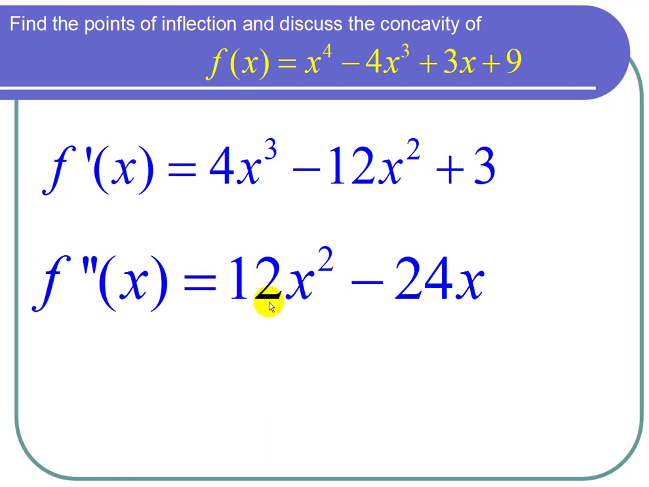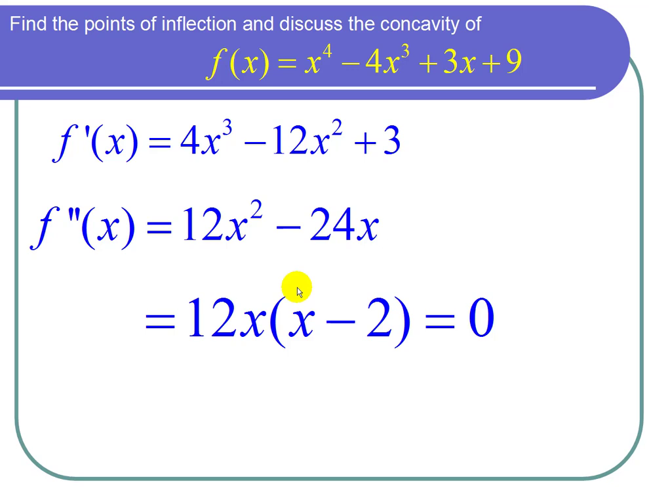To find the inflection points, we set that equal to 0 and solve. So I factored out a 12x and got 12x times x minus 2 equals 0. And solving for that, I get x equals 0 and x equals 2. So those are our x values for our points of inflection.